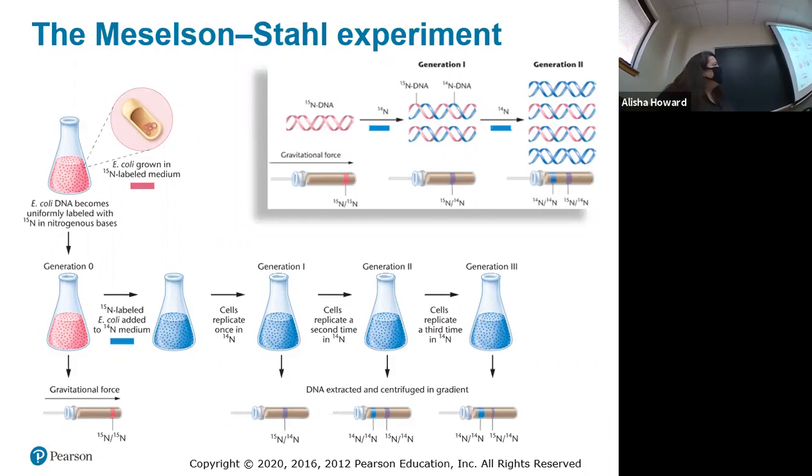E. coli is grown in that heavy media, and it's going to conveniently turn this into a color code. The heavy is going to be pink. And when you grow it in the heavy, it will result in a heavy labeled double helix because they're going through multiple rounds. This is their baseline.